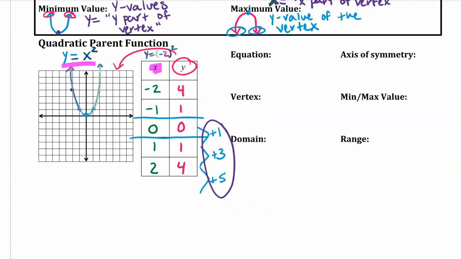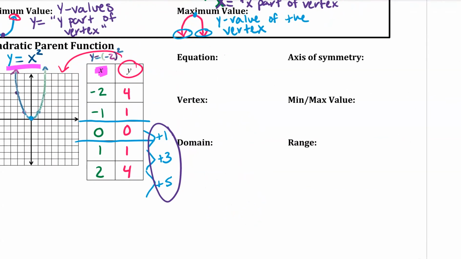So we already went over what the equation is. The equation is y equals x squared. That's your parent function. Your vertex is right here, that center or that middle. In this one, the vertex is 0, 0. Your axis of symmetry is going to be the x part of your vertex. So x equals 0, and 0 is the x part of my vertex, which means if I were to draw it in, it would split my graph down the middle right there at the vertex. That's all it's saying.